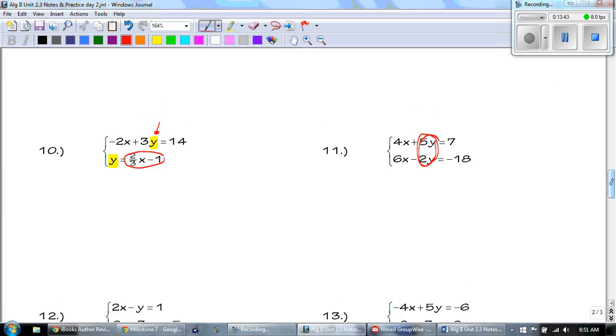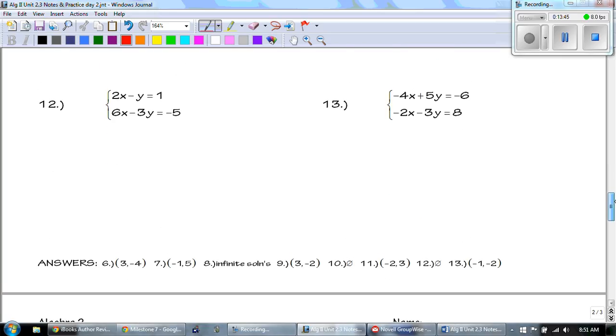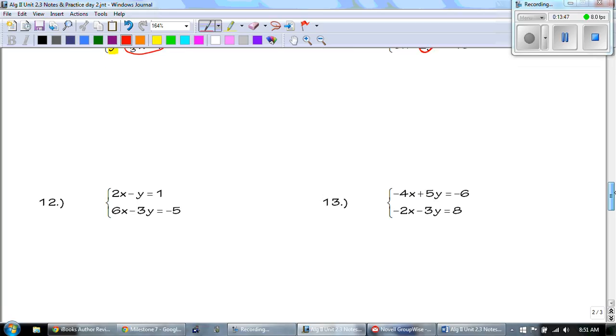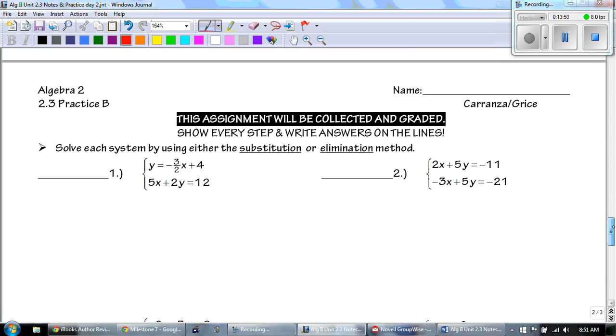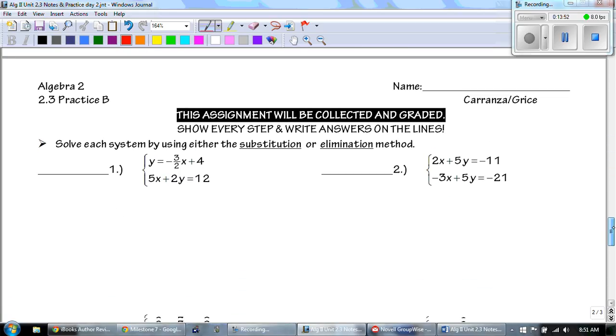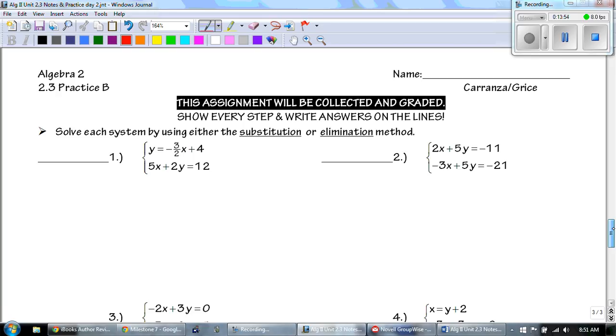Now, if you need any help on this stuff, guys, please come see Ms. Carranza or myself, okay? If you look on the back, homework is Algebra 2, 2.3 Practice B. It's going to be collected and graded, all right?